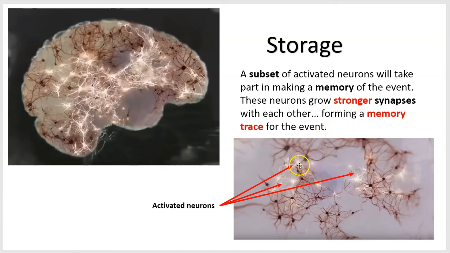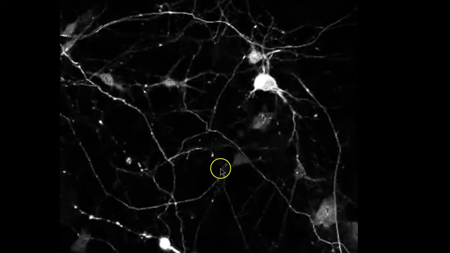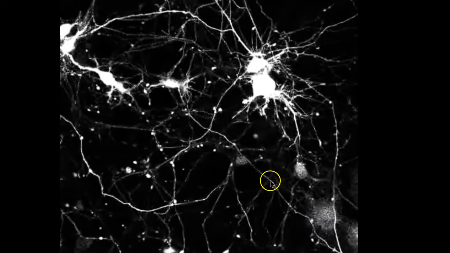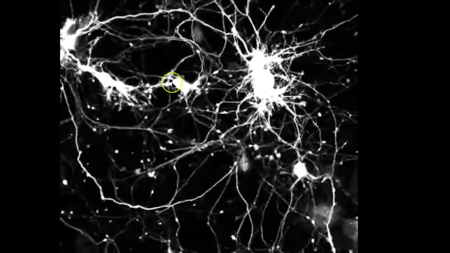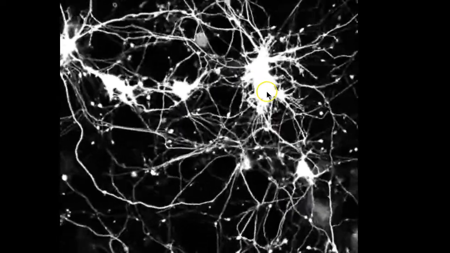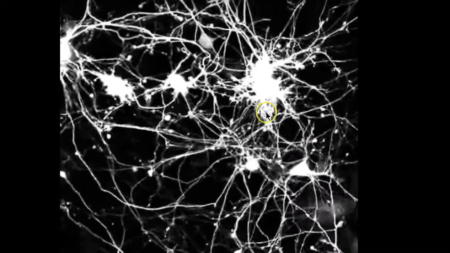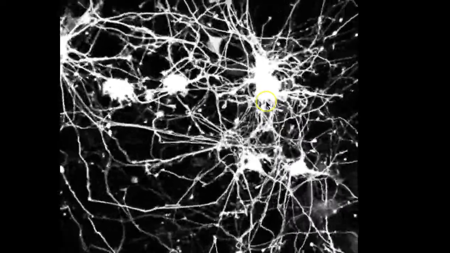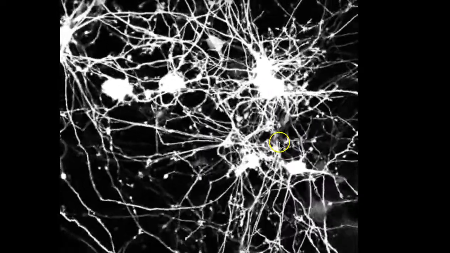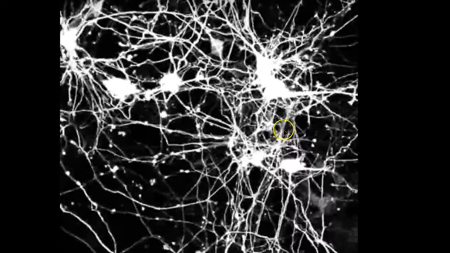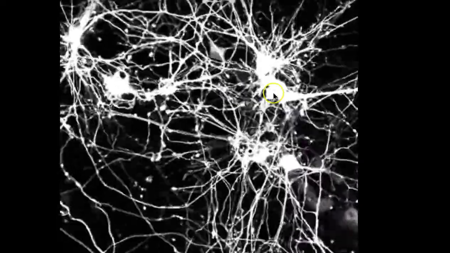So again, it's a subset of neurons that responded to the learning event that are now going to be triggered to grow stronger synapses with each other. We saw a video like this where we had neurons in a petri dish, and over the course of many hours and days, they began to grow connections with each other. So we see axons lengthening and branching, forming synapses on the dendrites of neighboring neurons.